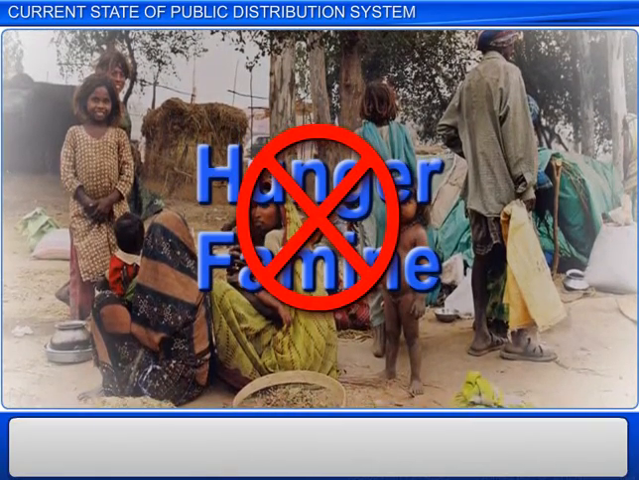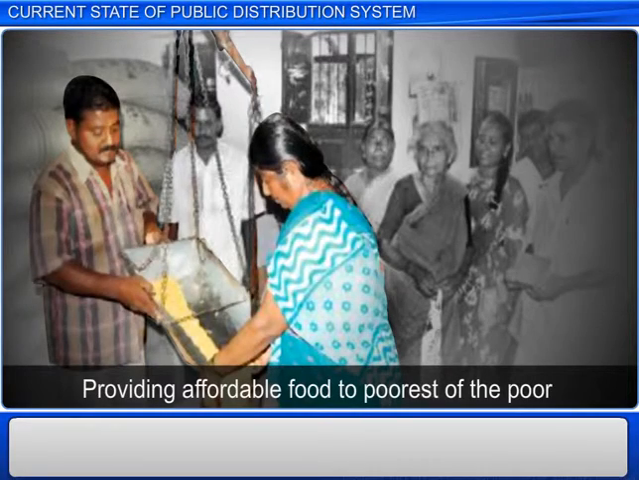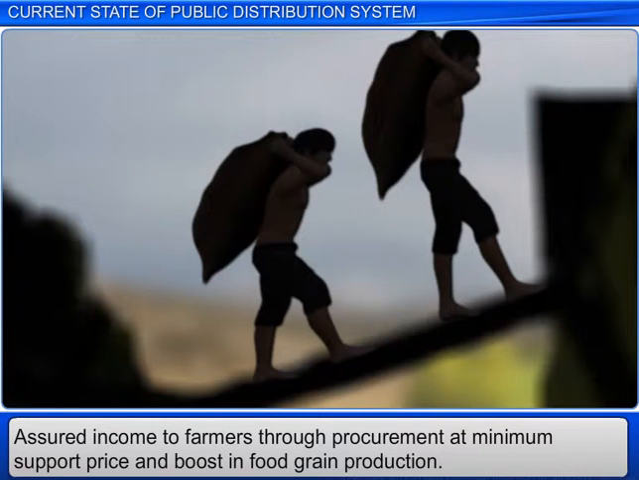The procurement of food grains at attractive minimum support prices has provided assured income to farmers and boosted food grain production. Now let us look at some of the negative factors associated with the public distribution system.